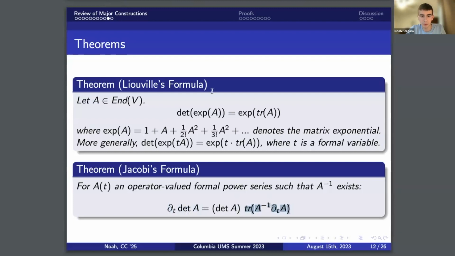So we're going to prove Liouville's formula, and Jacobi's formula will be an important lemma on the way to that. Which is interesting because you might have expected the opposite, like, oh, this looks way more complicated, maybe we would use this to prove this. But no. Any questions so far?